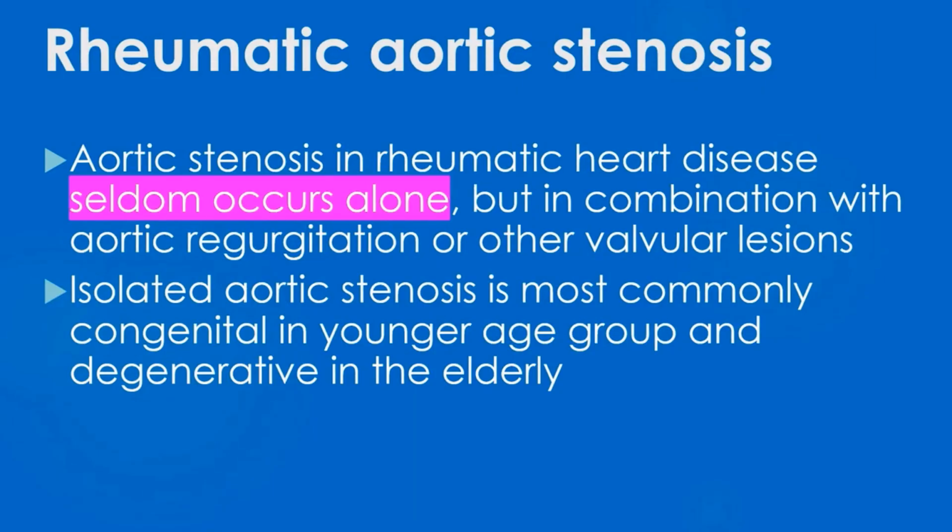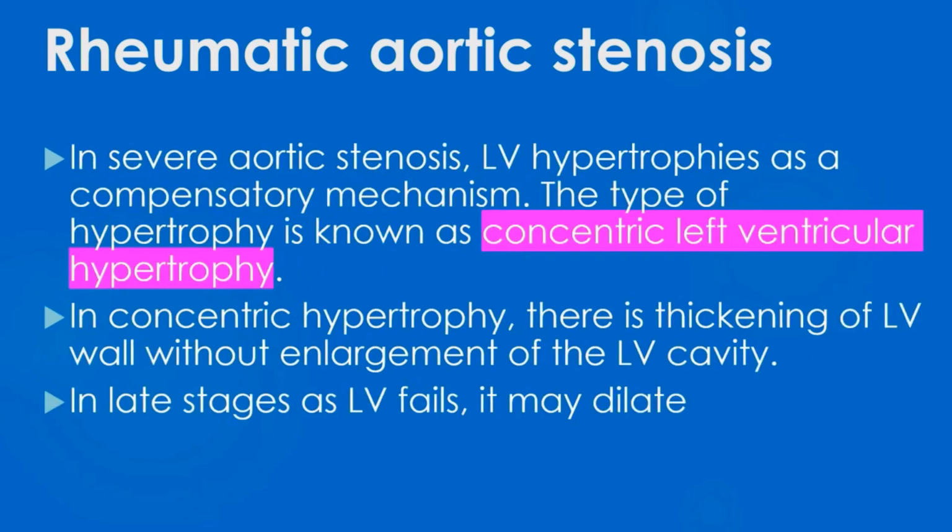Aortic stenosis in rheumatic heart disease seldom occurs alone but in combination with aortic regurgitation or other valvular lesions. Isolated aortic stenosis is most commonly congenital in the younger age group and degenerative in the elderly. In severe aortic stenosis, the left ventricle hypertrophies as a compensatory mechanism. The type of hypertrophy is known as concentric left ventricular hypertrophy. In concentric left ventricular hypertrophy, there is thickening of the left ventricular wall without enlargement of the left ventricular cavity. In late stages, as the left ventricle fails, the cavity may dilate.